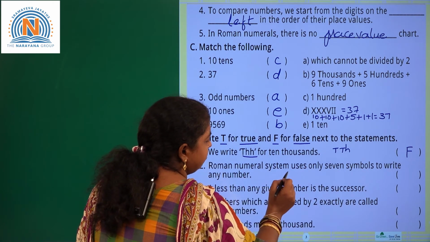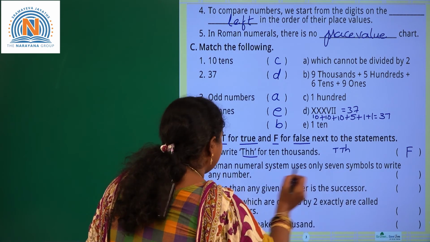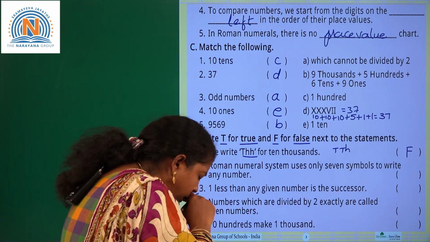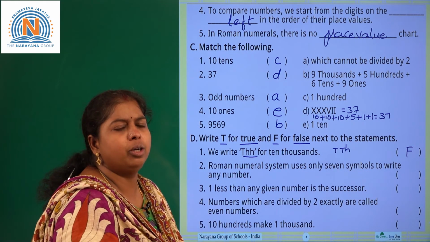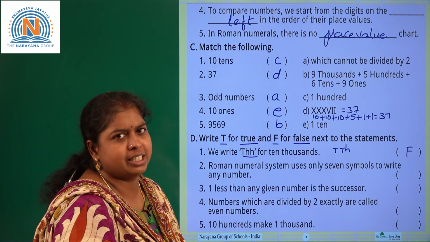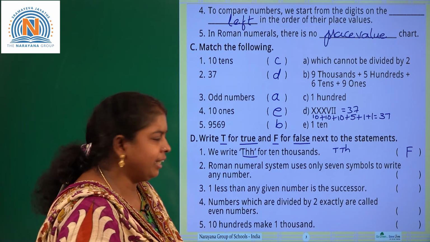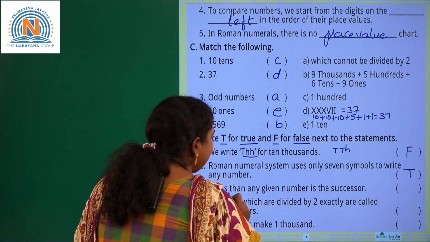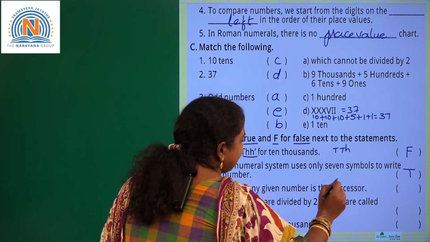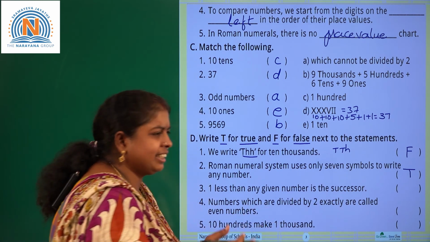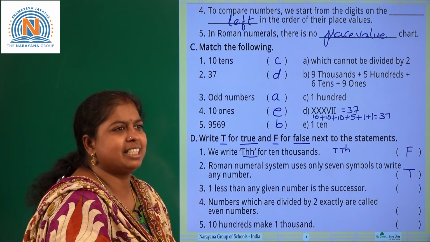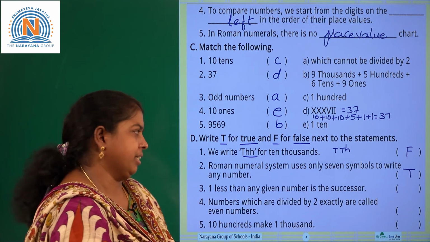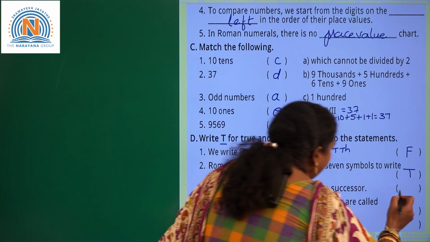Roman numeral system uses only 7 symbols to write any number. That is true because you will use only 7 symbols in the Roman numeral system to write any number. Okay. So, this is a true statement. 1 less than any given number is the successor. 1 less than any given number is its just before number. So, it is not successor. It is predecessor. Okay. 3 is a false statement.